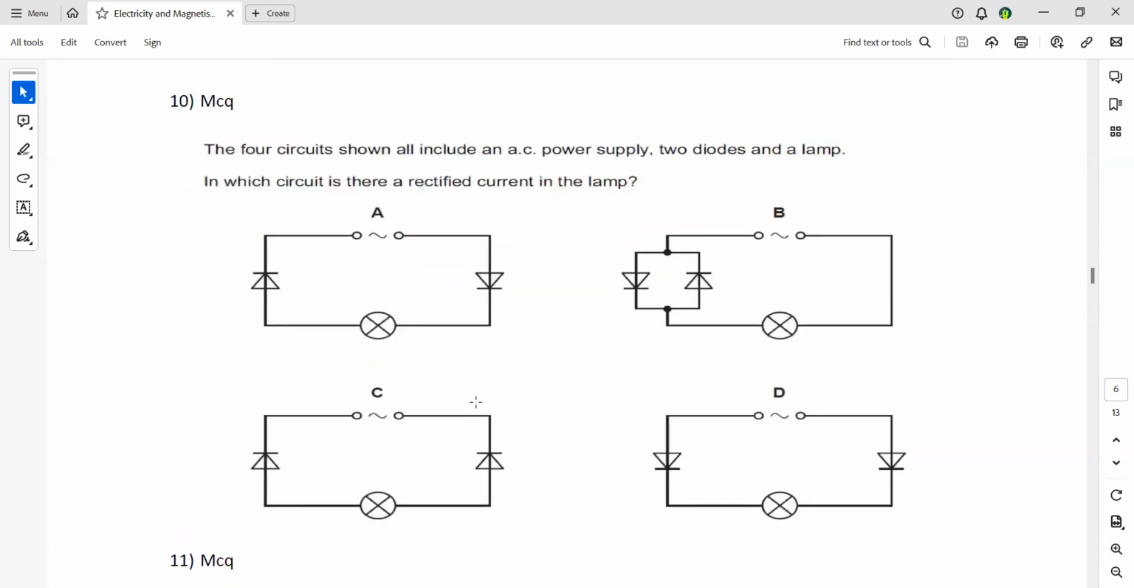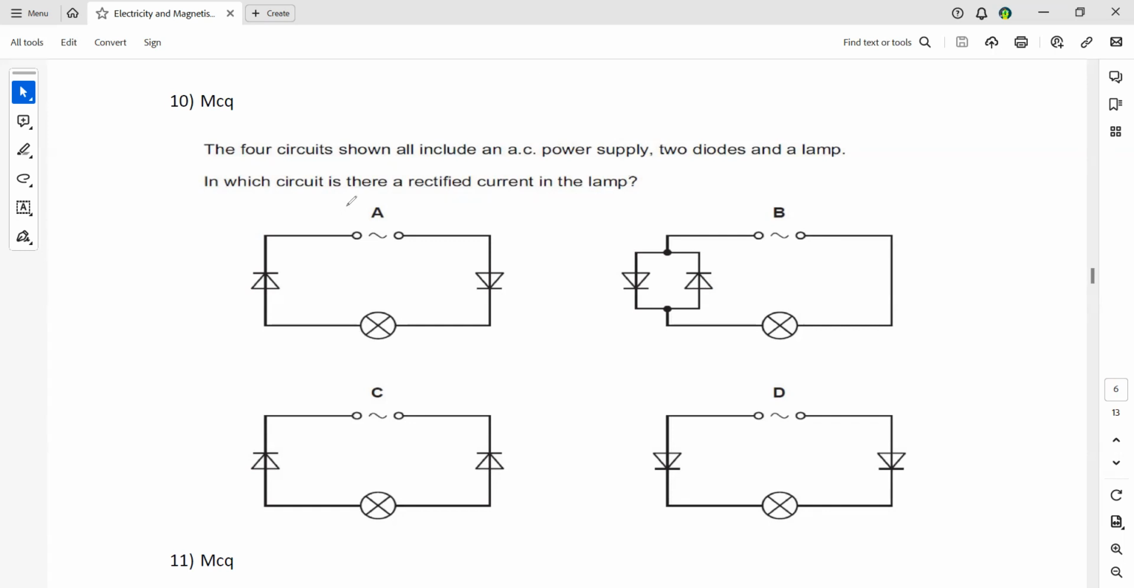In question 10, four circuits are shown, all including an AC power supply. When a question has an AC power supply, the positive and negative terminals are not fixed. You have to check both. The question is, in which circuit is the current rectified? Rectified current means the current is moving only in one direction.